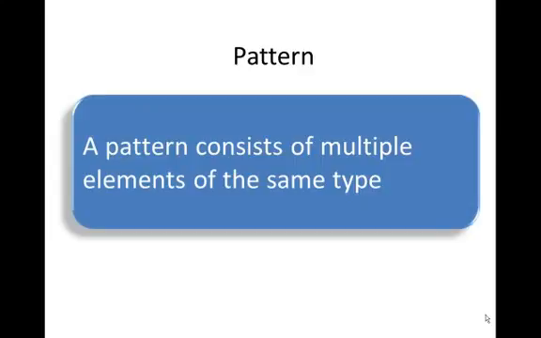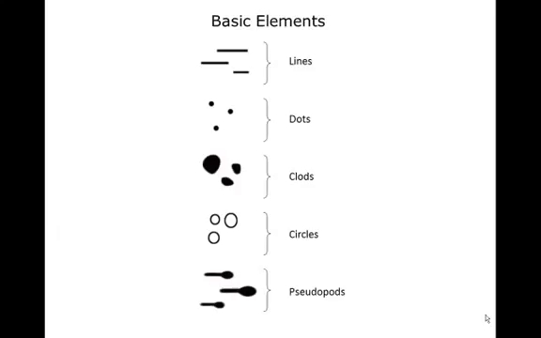What is a pattern? A pattern consists of multiple elements of the same type. For example, multiple lines or multiple spots. Multiple lines form a pattern of lines. Multiple spots form a pattern of spots. First of all, before we go into the patterns that we see in dermatoscopy, we have to define the basic elements that compose a pattern.